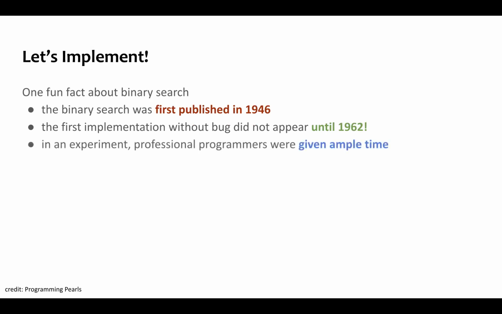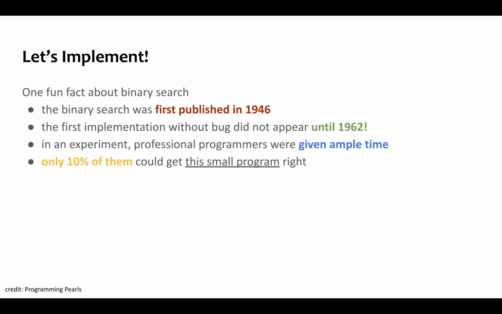In an experiment, professional programmers were given ample time, enough time to implement this binary search. And only 10% of them could get this small program right. And when you actually see the code, this binary search is very simple. However, there are some tricky points, so it is very hard to not make any mistakes.